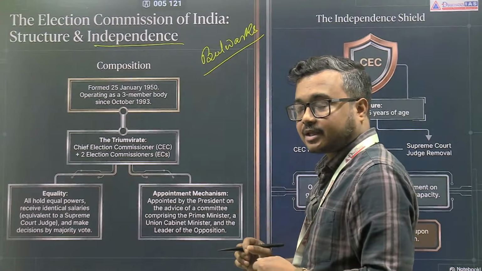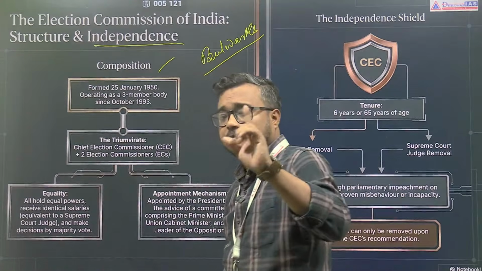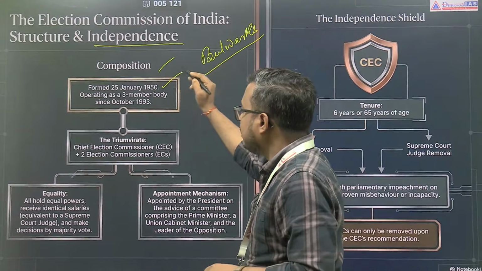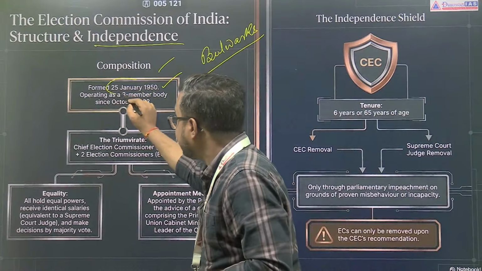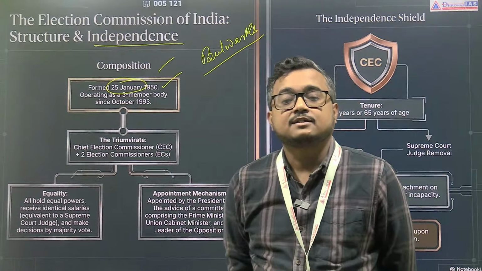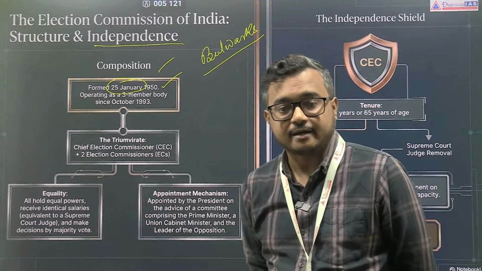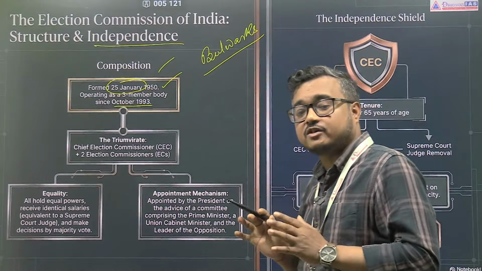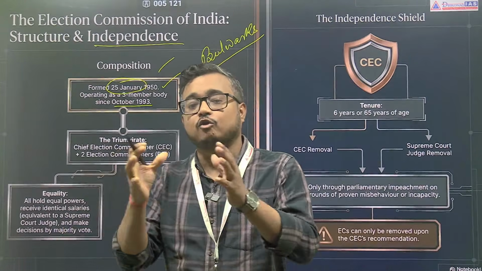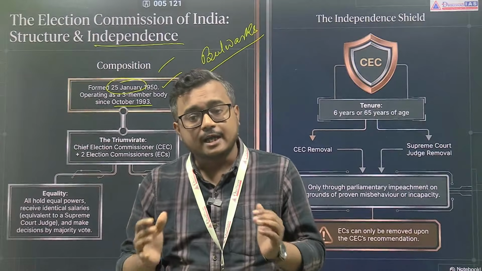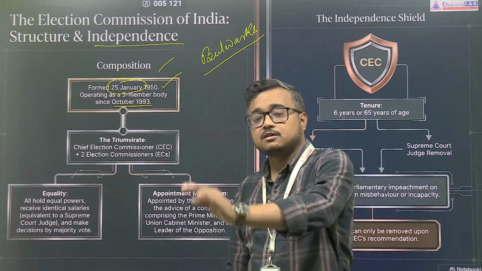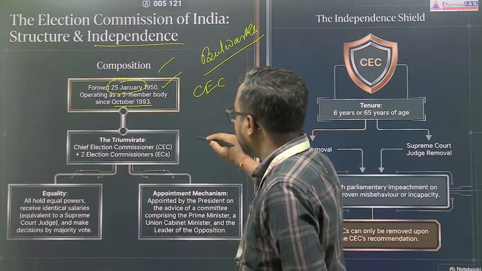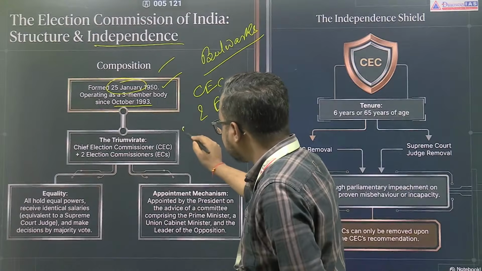So, what is the composition? Originally, ECI was a single member body. There was only one election commissioner, and it was formed on 25th January. This particular date is celebrated as National Voters Day, right? Okay. Now, since October 1993, actually after that 61st amendment, since so many new voters will be enrolled, the workload will be more, and that's why that one member body has been transformed into a 3-member body: 1 chief election commissioner and 2 election commissioners, as you can see.